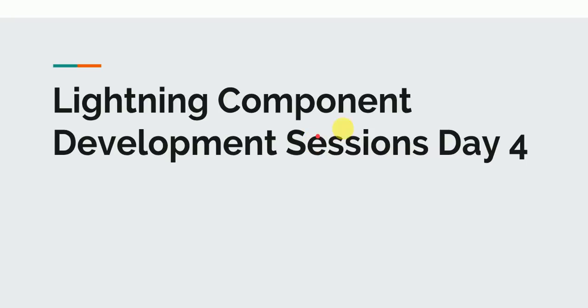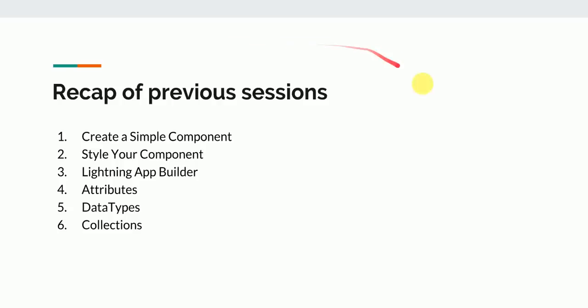My name is Amit Singh, and here on Day 4, before we go ahead with today's agenda, I'd like to cover the previous sessions, whatever topics we have covered. We have created a simple component, and we have styled it using the SLDS with the help of some internal CSS, with the help of style.css, using inline CSS as well. We also saw how we can create the home page, app page or record page using the app builder. We also saw what attributes, data types and collections are, and we also created some basic utilities, a calculator and a percentage calculator.